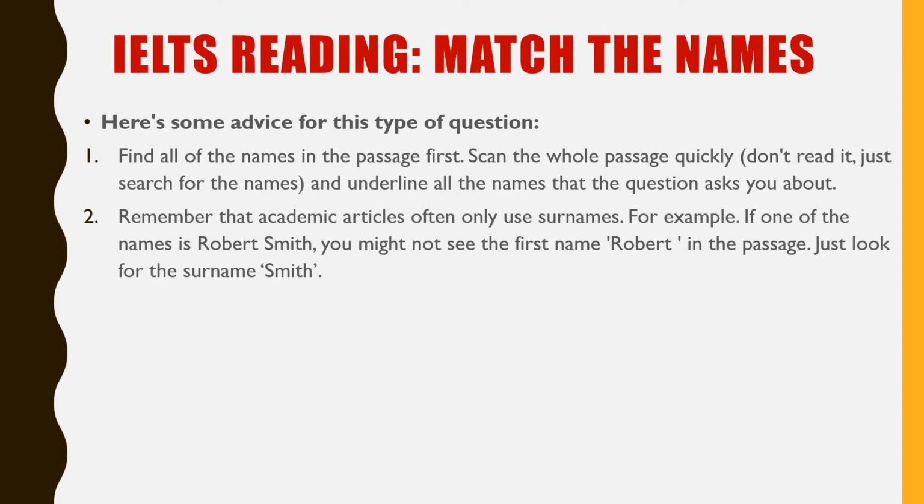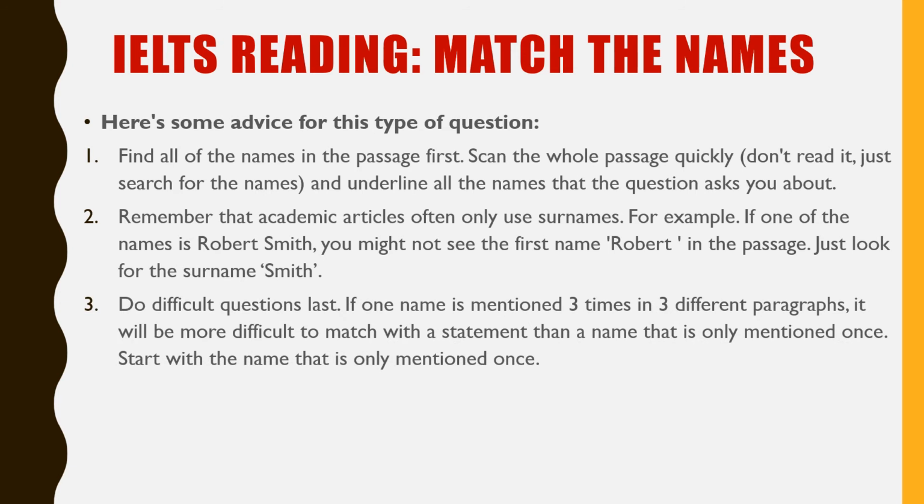For example, if one of the names is Robert Smith, you might not see the first name Robert in the passage. Just look for the surname Smith. 3. Do difficult questions last. If one name is mentioned 3 times in 3 different paragraphs, it will be more difficult to match with a statement than a name that is only mentioned once. Start with the name that is only mentioned once.